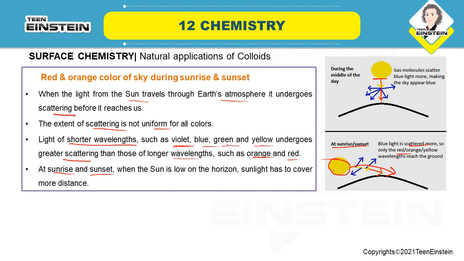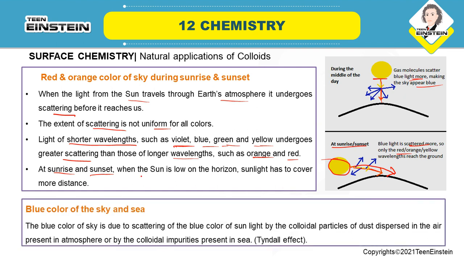See here, yellow and red arrows are shown. These are the only ones coming to us. But during the middle of the day, gas molecules scatter blue light more, and now the path is not very long, so the scattered light comes directly to us. That is why the sky appears blue. Fine.